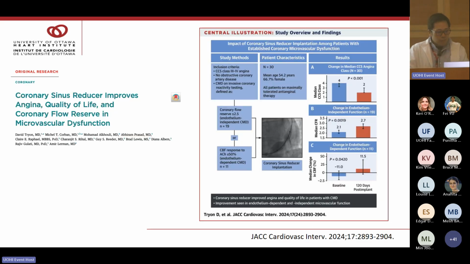A recent paper showed that the coronary sinus reducer improves angina, quality of life, and coronary flow reserve in patients with microvascular dysfunction. This is a small study with only 30 patients, but the coronary sinus reducer could be a potential treatment in the future.